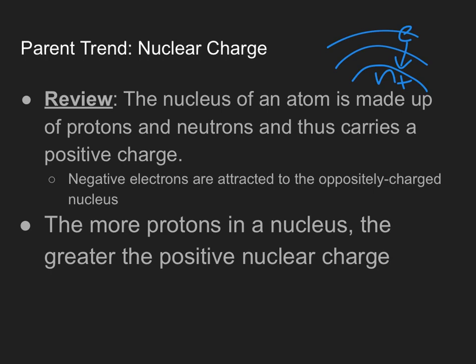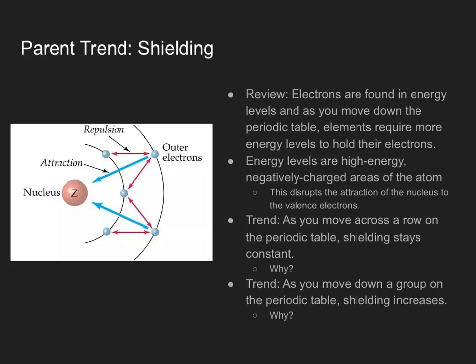So the basic trend that exists with nuclear charge is the more protons, the more positive the nucleus is going to be, so the greater the charge of the nucleus is actually going to be. The second parent trend is shielding.